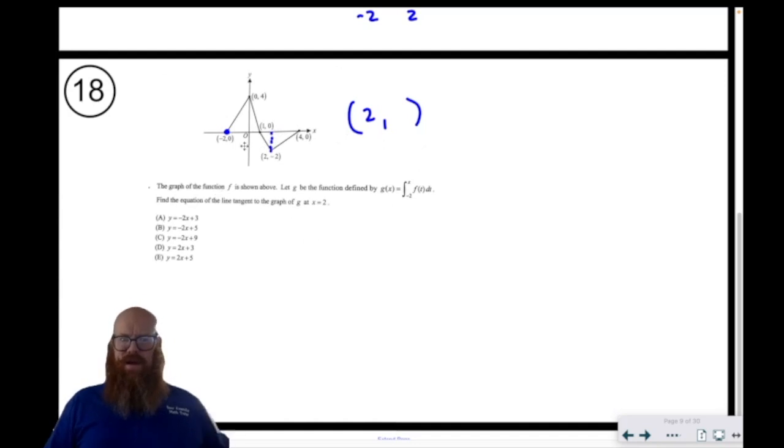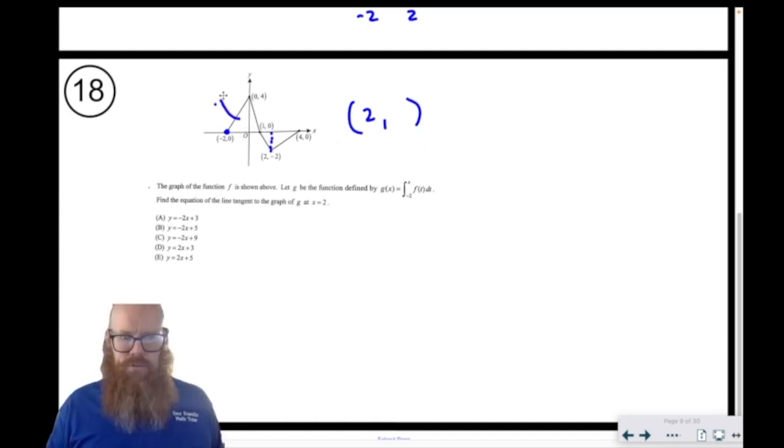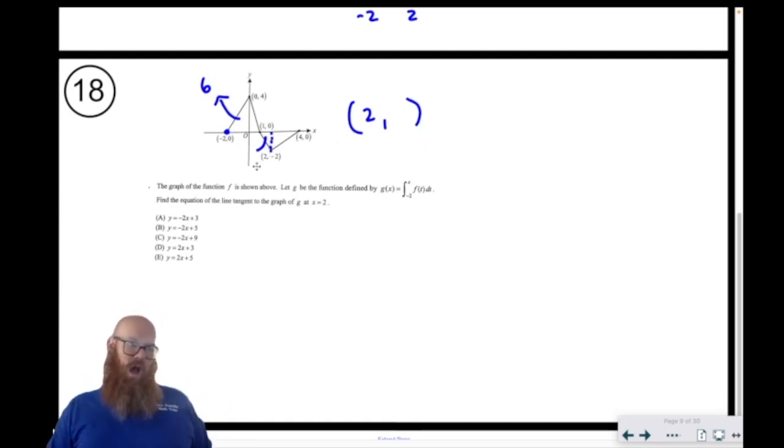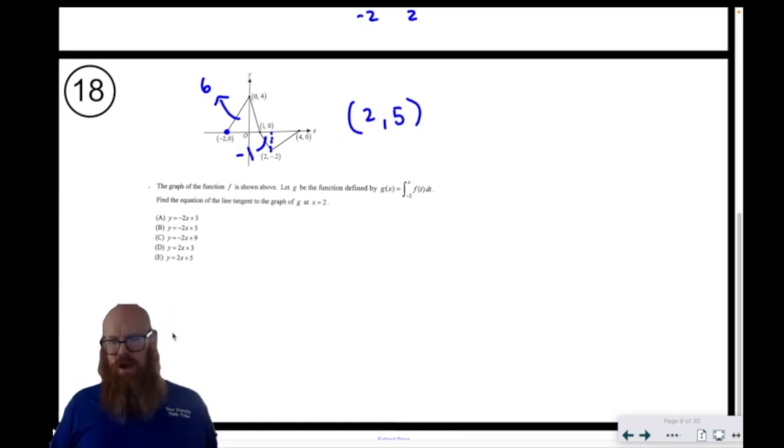I have to find the area of some triangles. For this triangle, the base is 3 and the height is 4. 3 times 4 divided by 2 is 6. Now I want the area of this triangle. It has a base of 1 and a height of 2, which gives an area of 1, but it's under the x-axis, so that's -1. 6 minus 1 is 5. So the point it's going through is 2 comma 5.